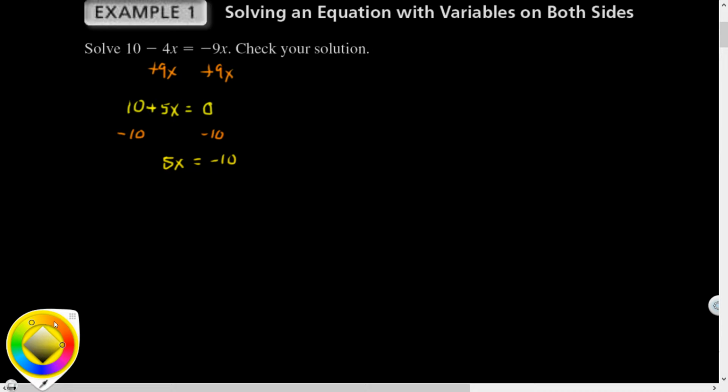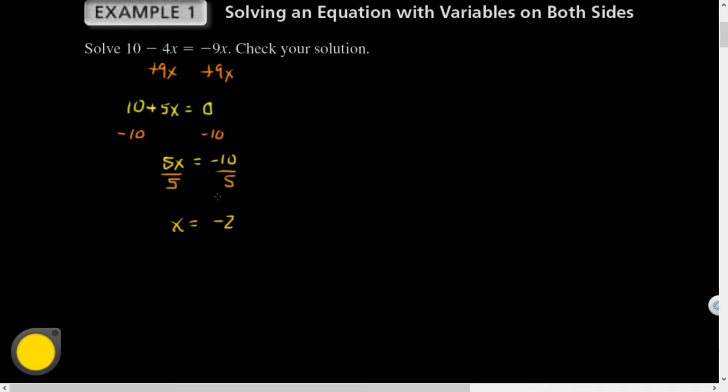And so now how do I get x by itself? Divide both sides by 5, right? It's being multiplied by 5. So I'll end up with x equals, well, 10 divided by 5 is 2. 5 fits into it twice, right? But it is negative because there was only one minus sign there.